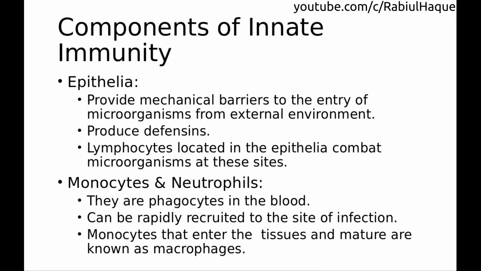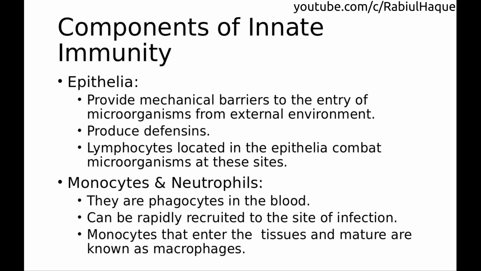So now let's talk about the components of innate immunity, and first we will talk about the epithelia. We know that epithelia provide mechanical barriers to entry of microorganism from external environment, and they also produce defensin, and lymphocytes that are located in the epithelia also combat microorganisms at these sites.